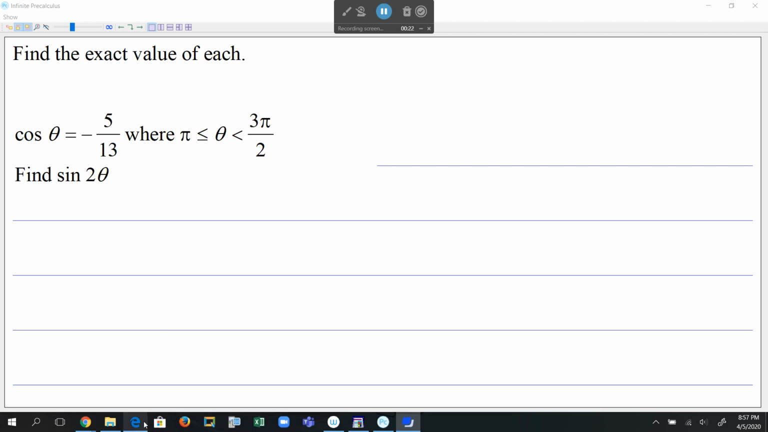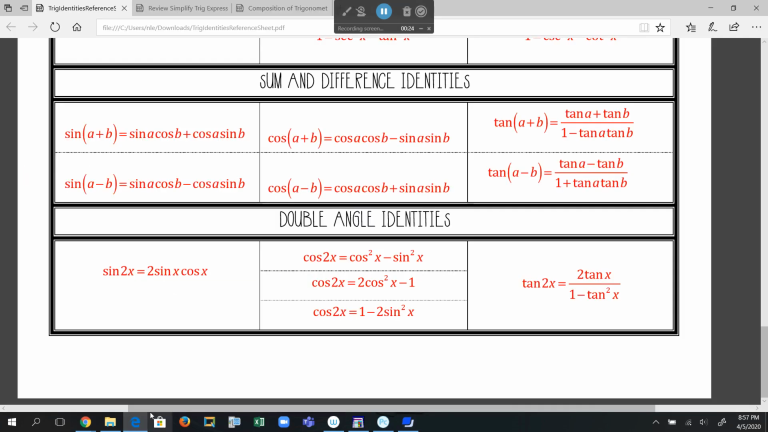Let's review the trig identities really quick. These are the double angle identities. Sine of 2x is 2 times sine x cosine x. These are the identities that we are going to use for this example.